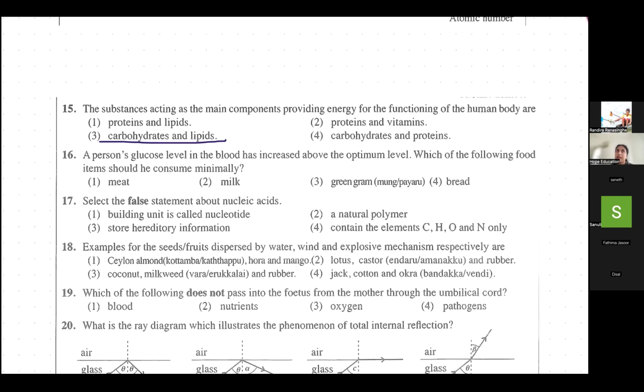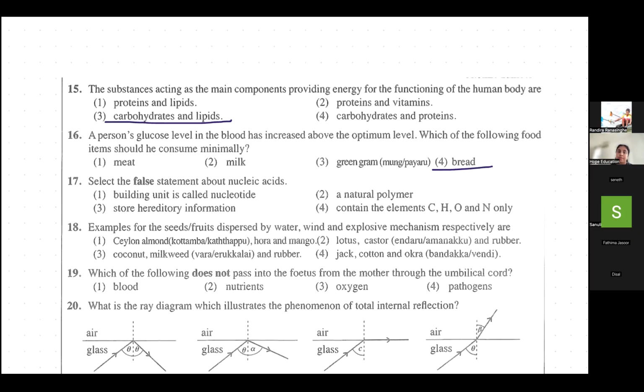Milk has mostly lactose. Lactose has glucose and galactose, so there is a little glucose. Green gram is maltose. Maltose has two glucose units, so there is some glucose. But if you take bread, bread is starch. Starch is made up of a lot of glucose. So bread should be eaten the least, because when bread is digested, a lot of glucose is released.